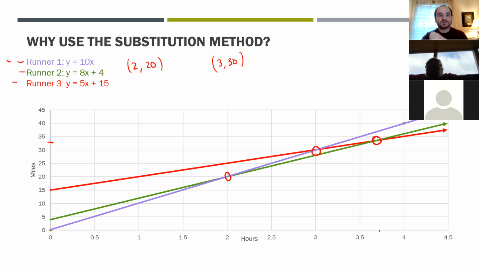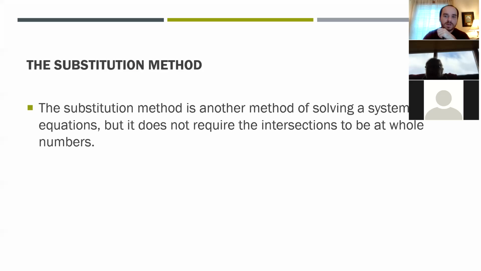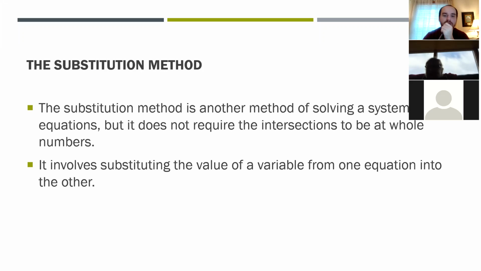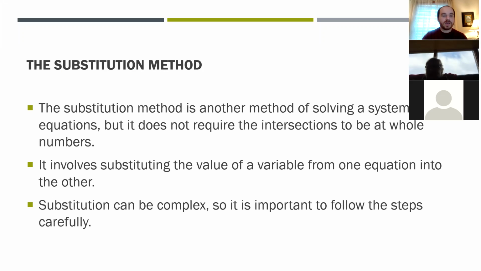And the way that we're going to do that is called substitution. The substitution method is another method of solving a system of equations, but it doesn't require the intersections to be at whole numbers. It involves substituting the value of a variable from one equation into the other. And substitution can be really complex, so it's important to follow the steps carefully. So we're going to get a lot of practice. I've broken this down into two sections. We're going to do simple, initial substitution problems that are all kind of the same format, so you're doing the same thing over and over again. And then we'll go into slightly more complicated ones next week.